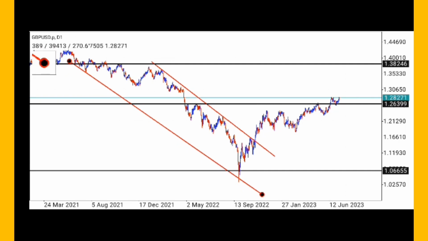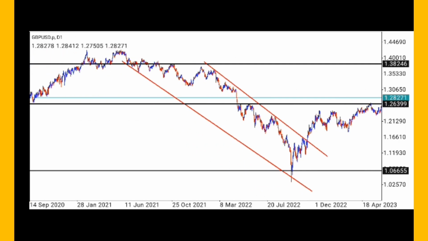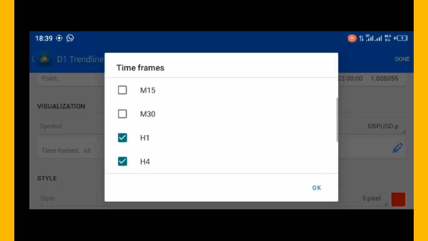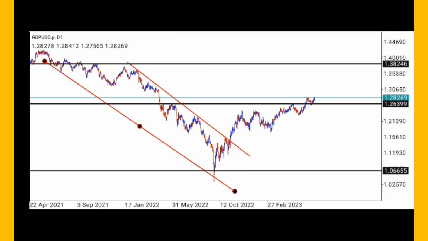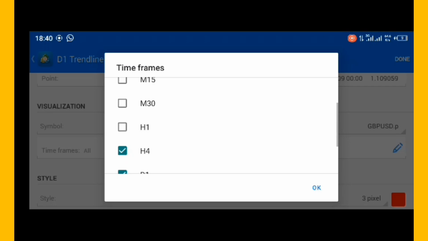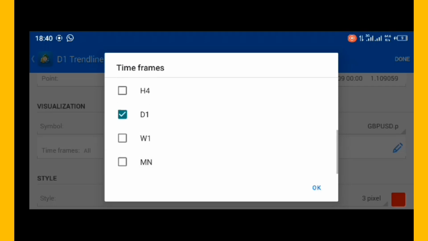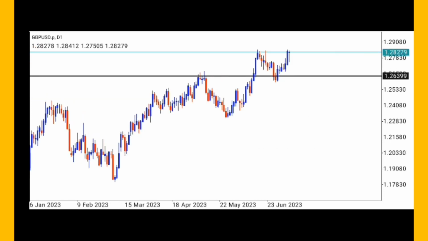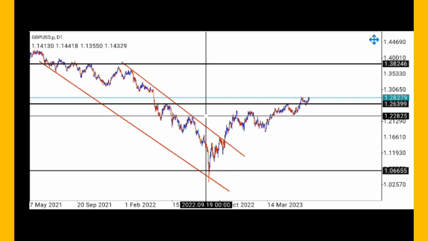Just adjusting a bit to make sure that it makes sense. So this is my setup on GBP USD. Let me look at it on the daily real quick. So we see that price has been bouncing.